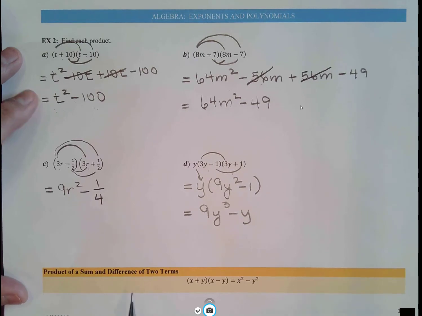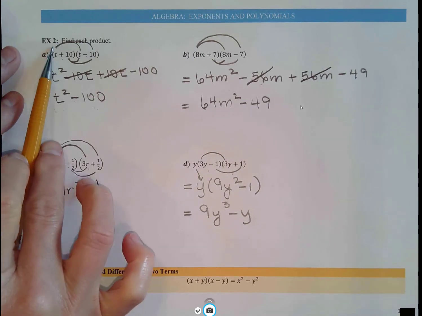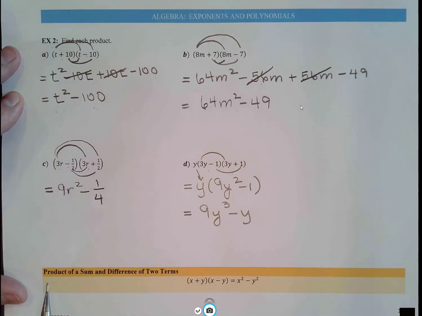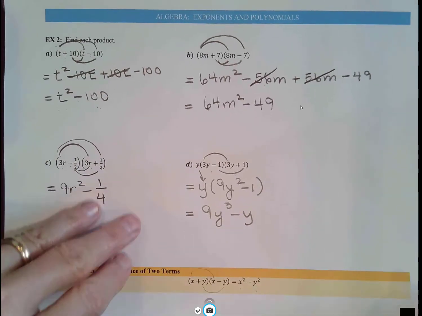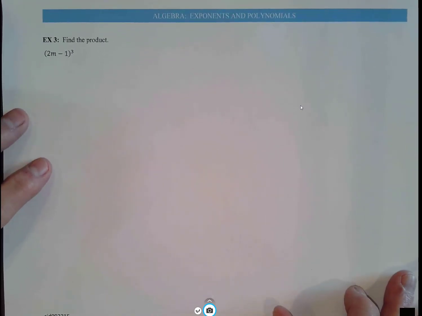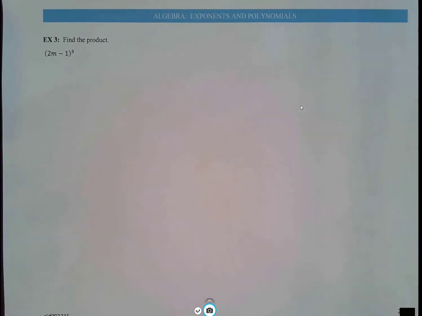And in each of these examples, parts of example 2, we've multiplied the product of a sum and difference of two terms. And anytime that we do that, our inner and outer products are canceling, and we've got the product of our first term times itself minus the last term times itself. We call this speed factoring, okay? Noticing patterns, picking them up, and using them.